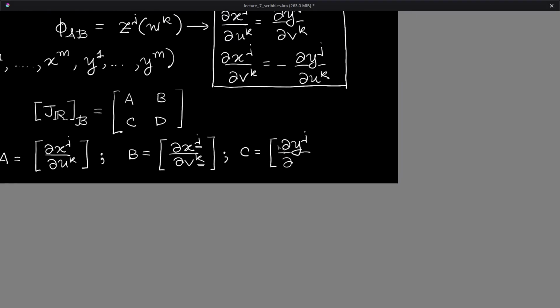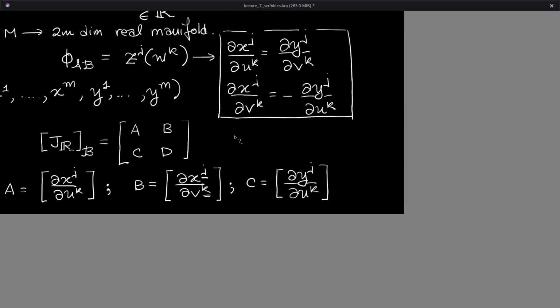Okay, so two more. Partial uk. We're running out of space, so I'll put this one above. D is equal to partial yj, partial vk. And that's the whole Jacobian.